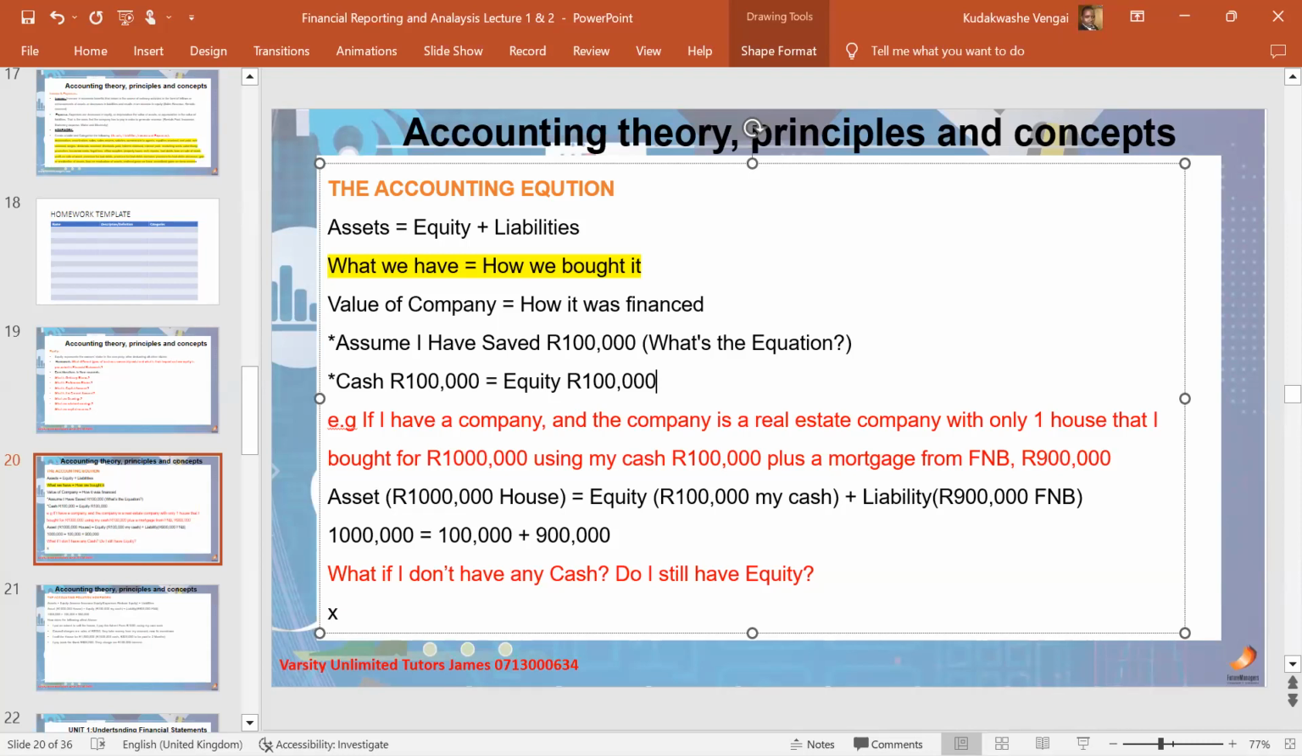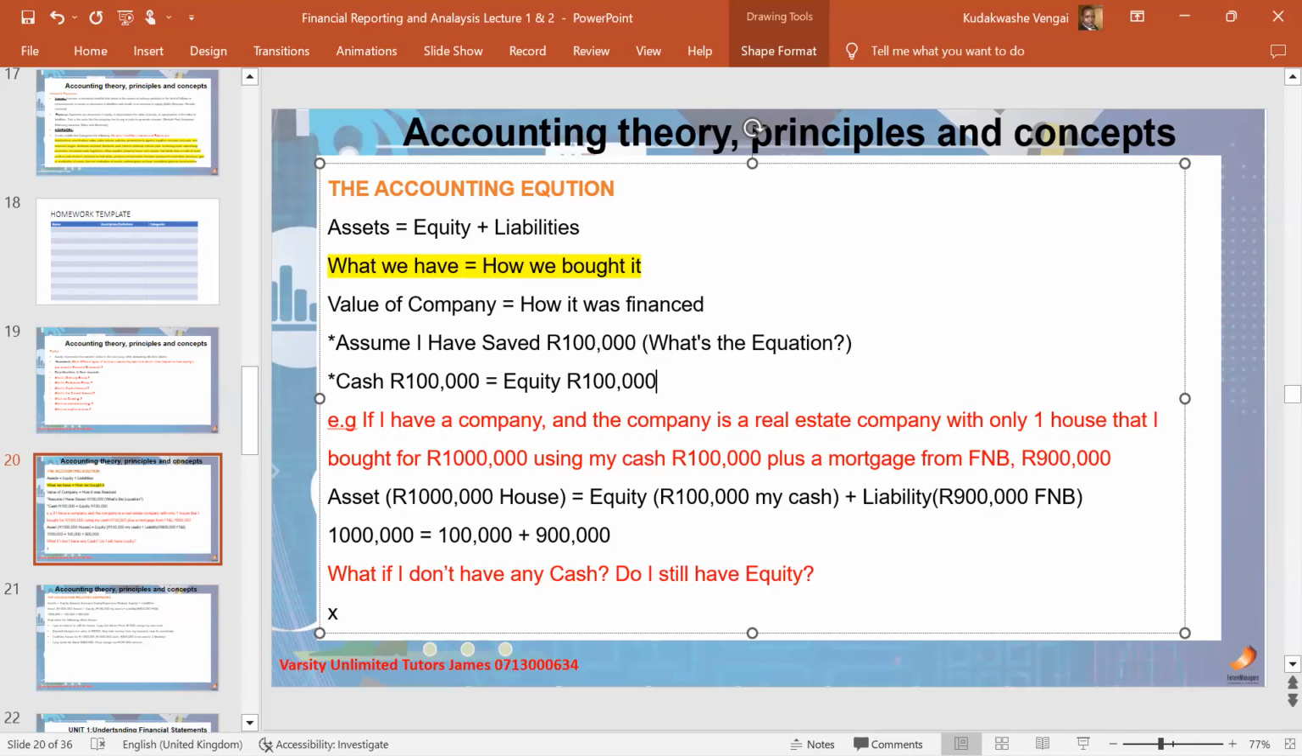Then I take the 900,000 that FNB has given me, and I pay it to the owner of the house. And the owner of the house gives me the title deeds. So how do I represent that? I have now converted these things. I now have an asset worth 1 million, because remember, the price of the house was 1 million rand. So I have an asset worth 1 million rand.